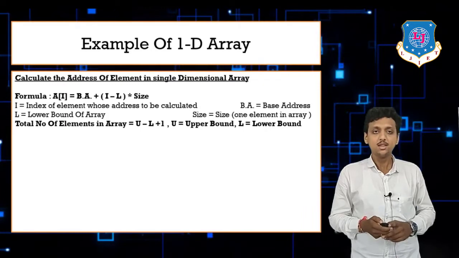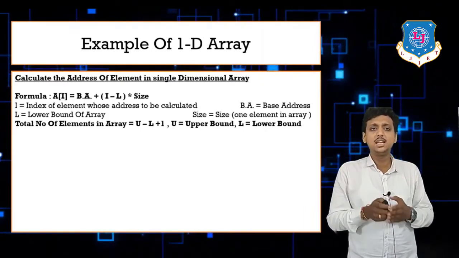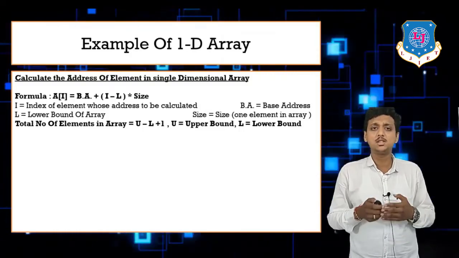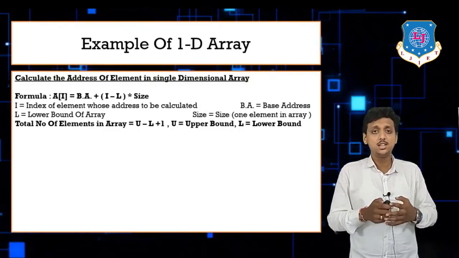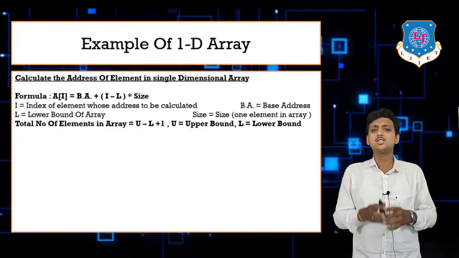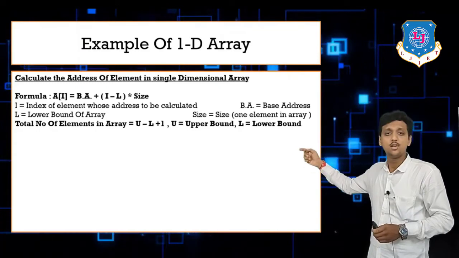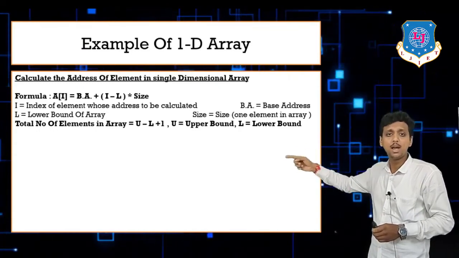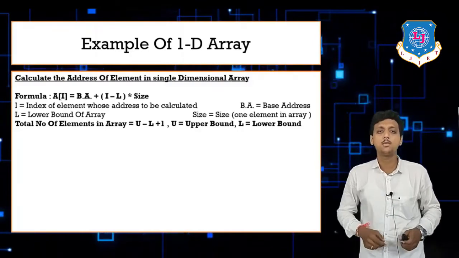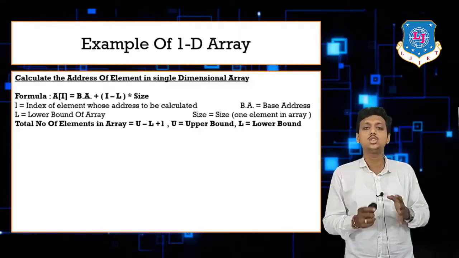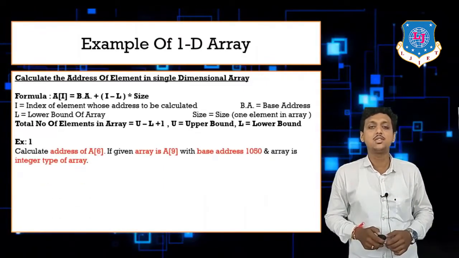Fine. So now, I is the index, BA is the base address, L is the lower bound, and the total number of elements in the array is U minus L plus 1. Please focus on this formula, U minus L plus 1. U means upper bound, L means lower bound, plus 1. That is the total number of elements in the array. Fine. So let's start with the example.